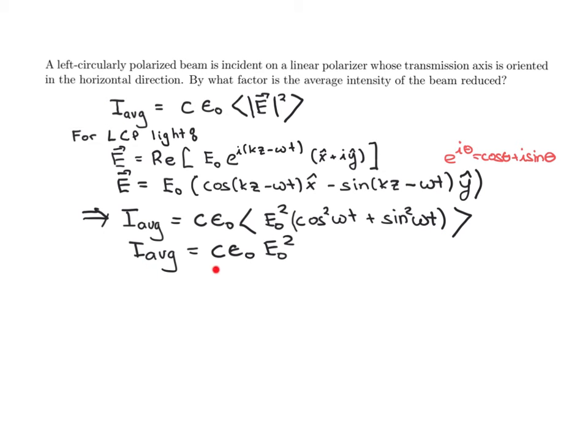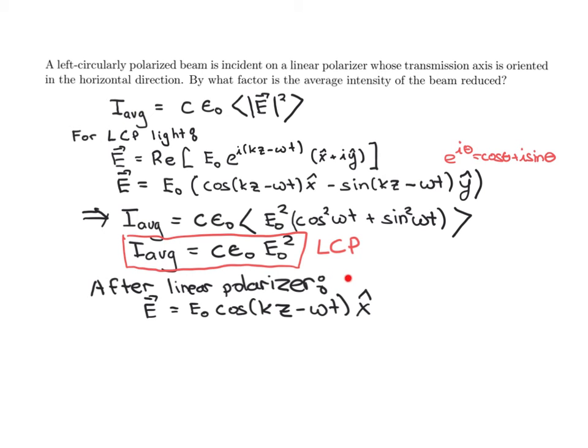So our left circularly polarized light has an average intensity that's related to the amplitude of the electric field by this simple relationship, c epsilon naught E naught squared. That's our expression for the average intensity of the left circularly polarized light before it enters the linear polarizer.